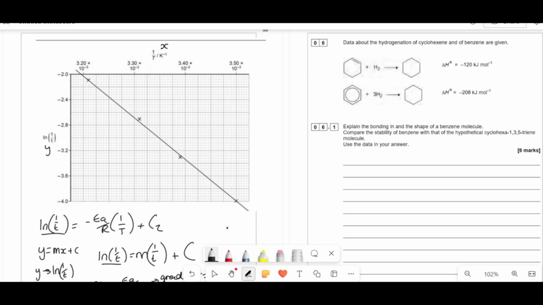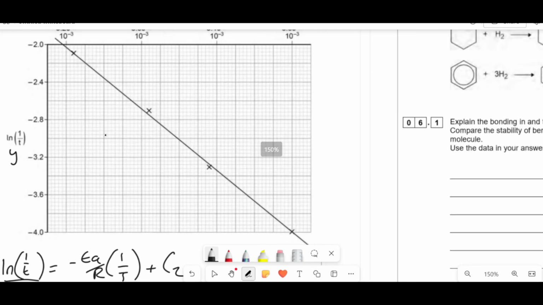To work out the gradient, all you've got to do is pick 2 points and then work out the difference in y and the difference in x. So I'm going to try and pick coordinates that look like they align pretty nicely as best as I can. So if I go for here, and then I go for here. Now the gradient is y2 minus y1 over x2 minus x1.